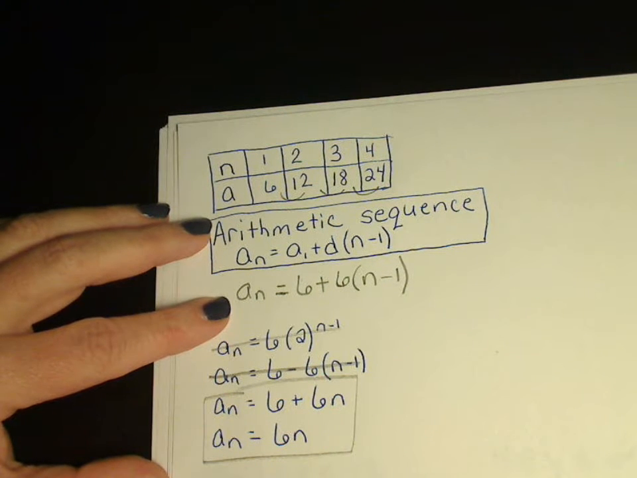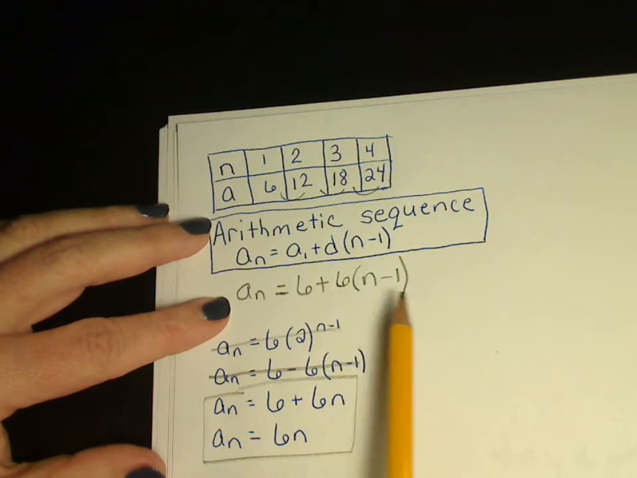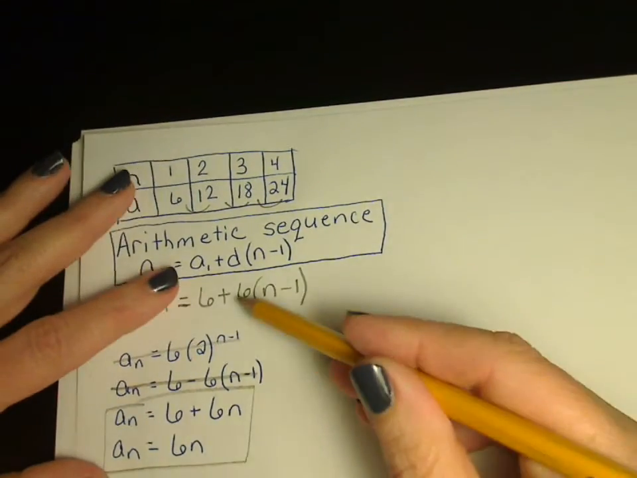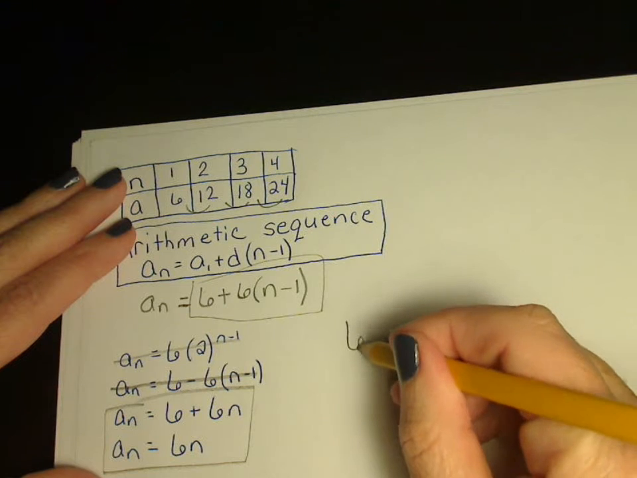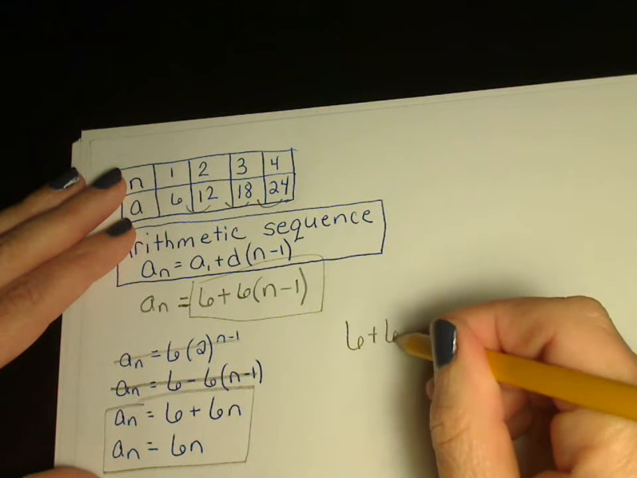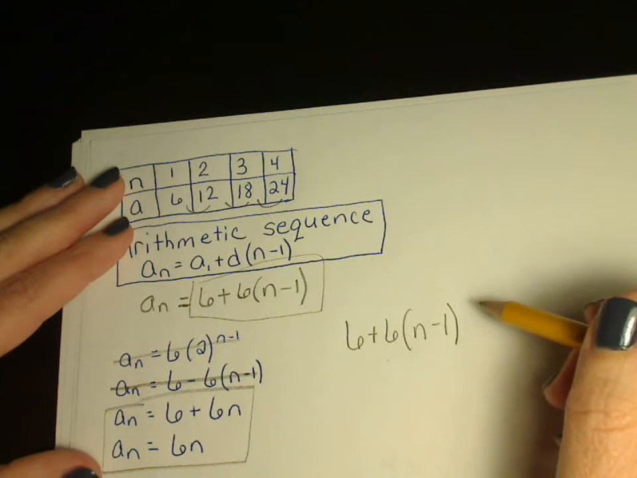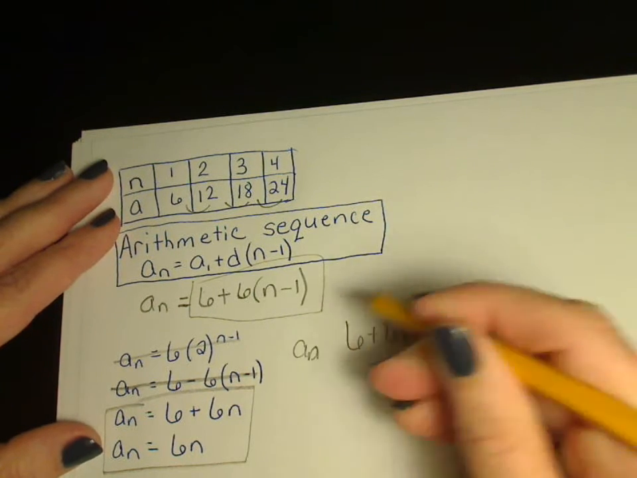So to decide which one is going to work, you're going to want to simplify this equation. So here is what I mean. You're going to want to take this part of your equation, and so we have 6 plus 6 times n minus 1, and we're going to want to solve it. Solve it just like it's an equation.